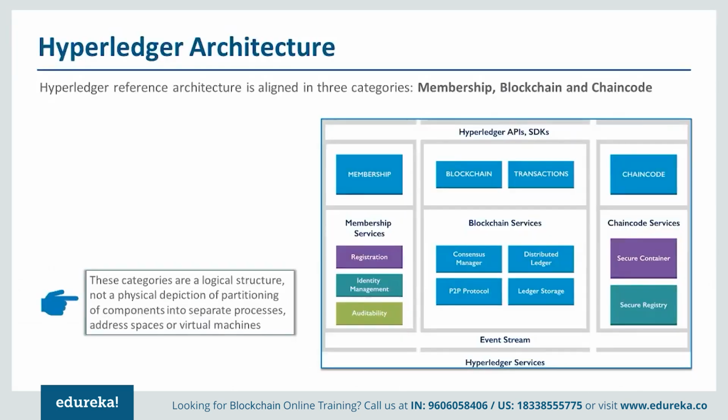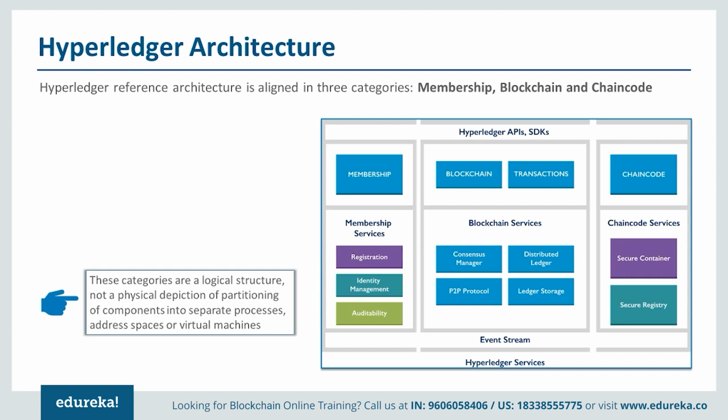Now, this is the high level architecture of your Hyperledger Fabric. So you have a membership service. Within the membership service, you have registration. Registration means you can register the users. You can have identity management, deciding what level of access those users will have. And then you have auditability, where you can at any point of time find the complete trace of any individual doing any activities in the network.